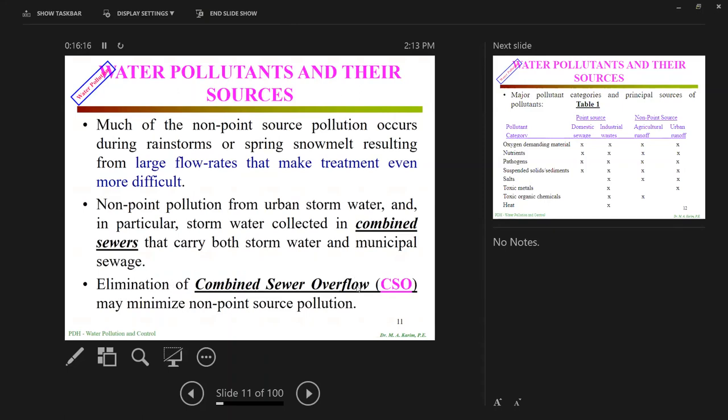The elimination of CSO, combined sewer overflow, may minimize the non-point source pollution. Meaning, if I build separate ones, then definitely it will not affect this. So nowadays, in most of the cities, the subdivisions they're building, they do separate sewers. They have one sewer line, the domestic sewer line, and the other one is the stormwater sewer line. Does that mean we are building separate ones?